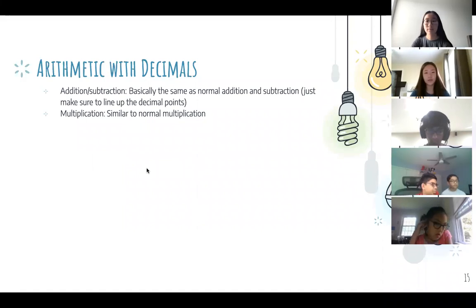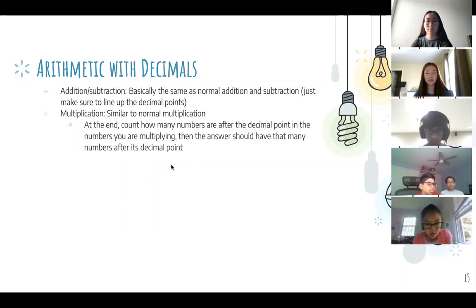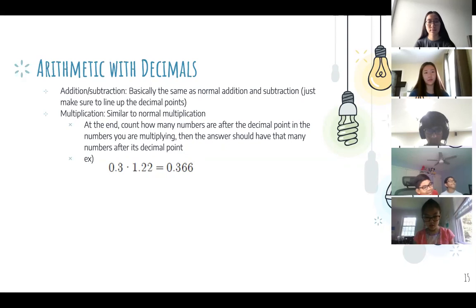Multiplication is similar to normal multiplication, but one thing is, at the end, you have to count how many numbers are after the decimal point in the numbers you are multiplying, and then the answer should have that many numbers after its decimal point. So what that means is, let's say I just multiplied these two numbers, 0.3 and 1.22. Then at the end, I would just get this number 0.366.